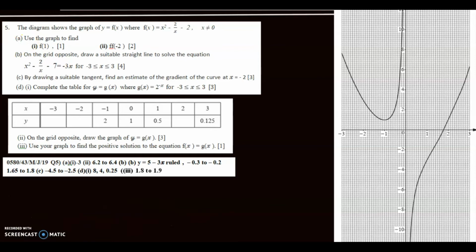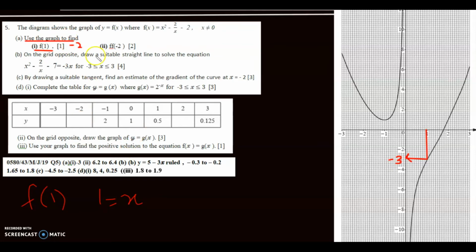Okay, so going back, we have the graph of f(x). Use your graph to find f(1). Now, in f(1), 1 is actually x. So when x is 1, what is the value of y? We can read the value of y from here, which is coming out to be minus 3 exactly. So the answer for part 1 is minus 3.